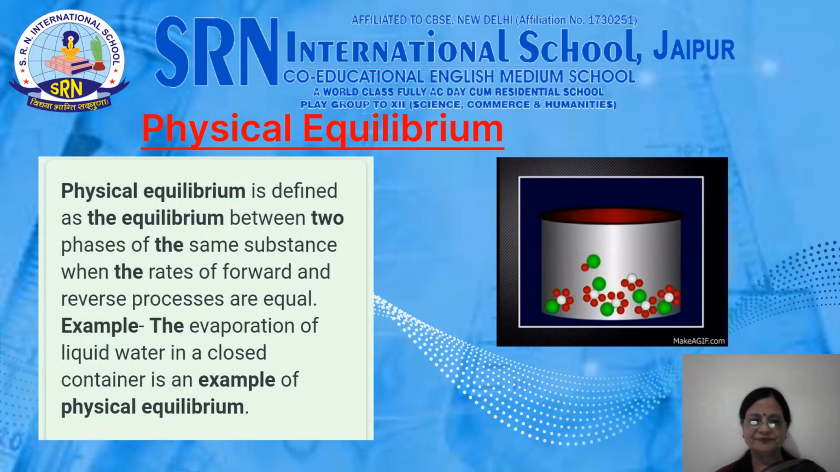Physical Equilibrium. Physical equilibrium is defined as the equilibrium between two phases of the same substance when the rates of forward and reverse processes are equal. For example, the evaporation of liquid water in a closed container. So here, the rate of evaporation and the rate of condensation becomes equal at equilibrium.